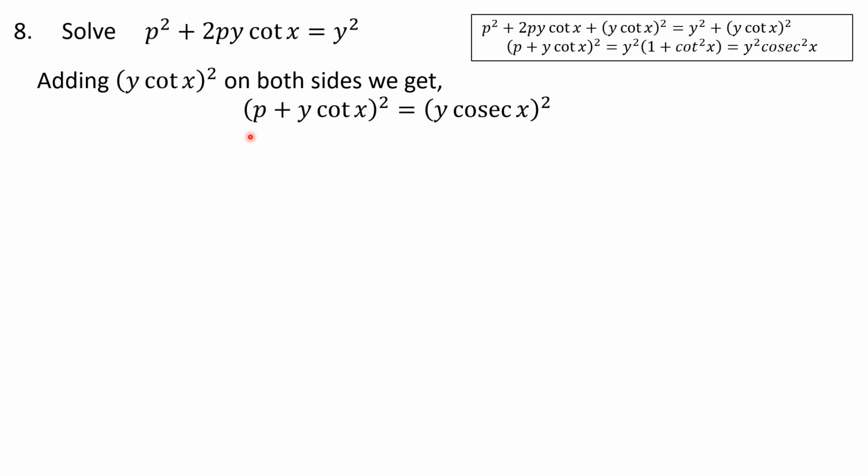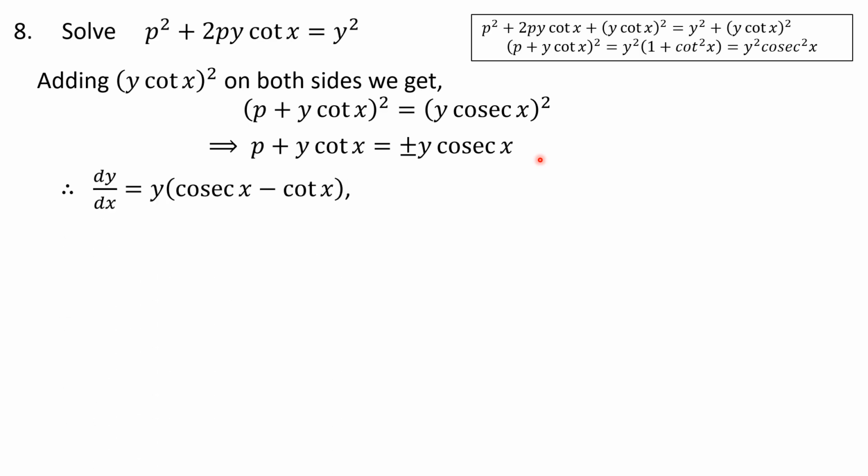So what is then p plus y cot x, taking square root. So we'll get p plus y cot x is equal to plus or minus y cosec x. So we have here then two equations. One is p plus y cot x equal to y cosec x, or p is equal to minus y cot x plus y cosec x. The second one is p is equal to minus y cot x minus y cosec x. Both we need to solve further. So we'll take one by one. The first one, p is equal to minus y cot x plus y cosec x, or y cosec x minus y cot x.